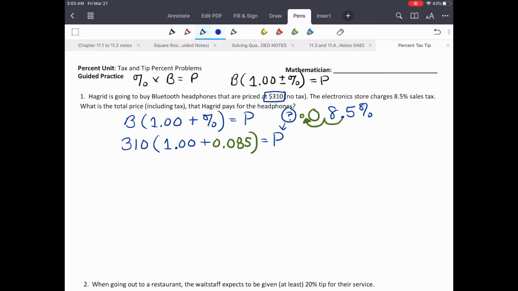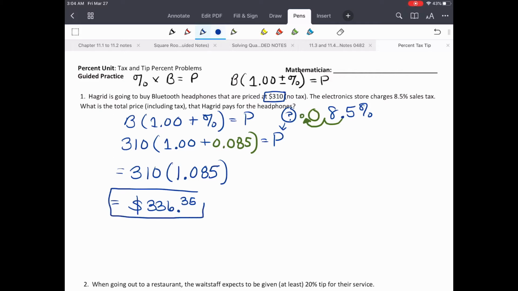All right, nothing too complicated about this problem. We just have to do parentheses first, and then just use your calculator for this. You're going to do 310 times 1 and 85 thousandths, and you get $336.35. And that's the price with tax. Tax has been added on and everything.